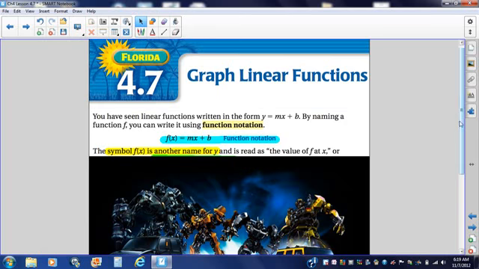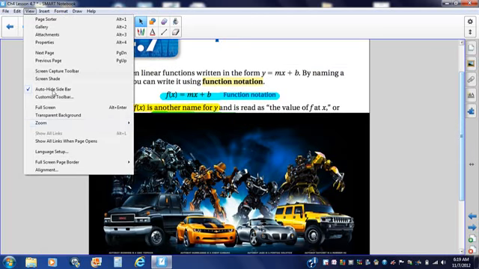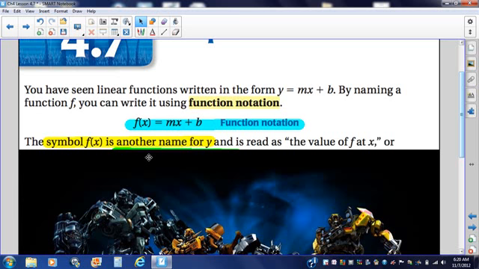If you see something like this, f of x is how I read it, f of x equals mx plus b. We call that function notation. And if you would, please write this down, that the symbol f of x is another name for y. It's another name for y.